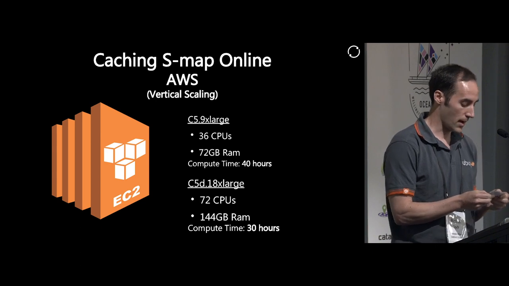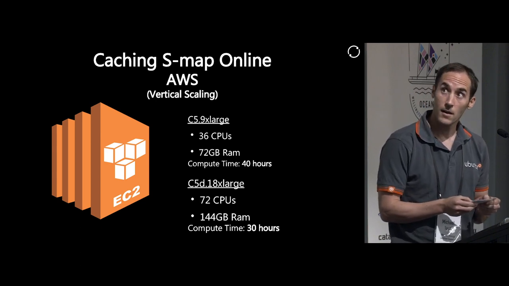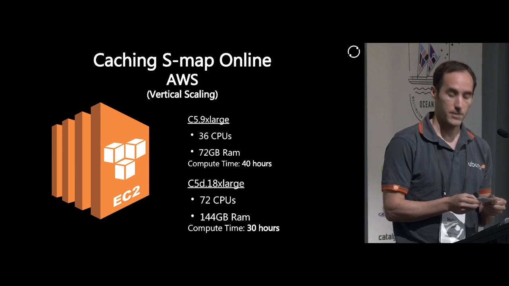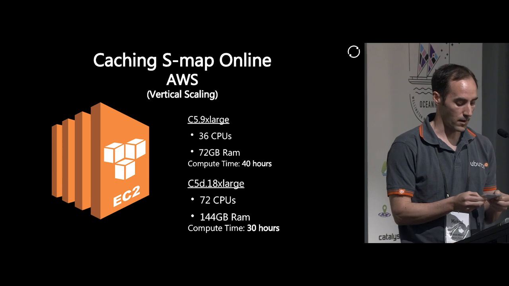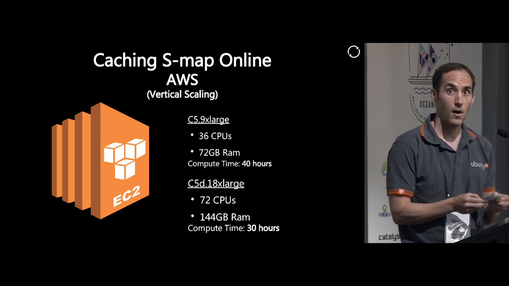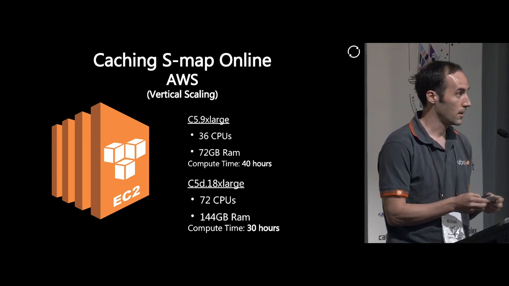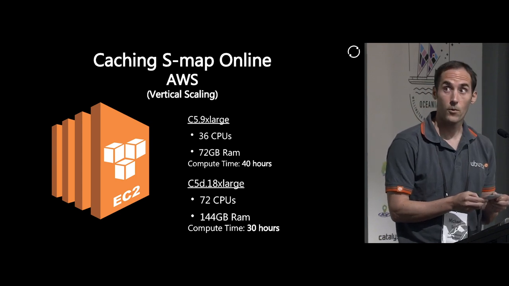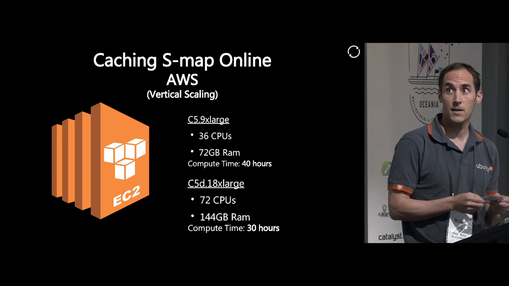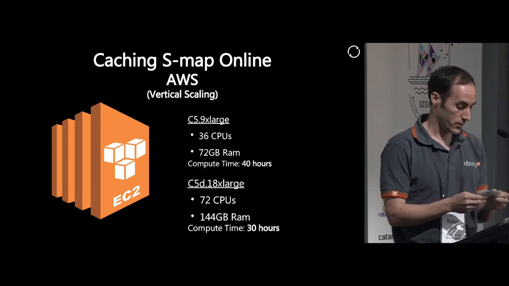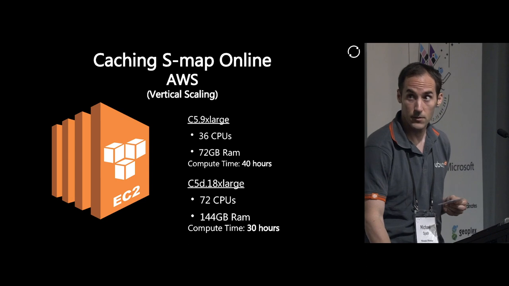We used AWS and tried a few instance types, so C5 9xl and C5d 18xl. This is certainly more expensive than running on-prem, so we needed to exercise caution when running the VMs. The C5 9xl took 40 hours and about $90, while the C5d 18xl took 30 hours and $136.